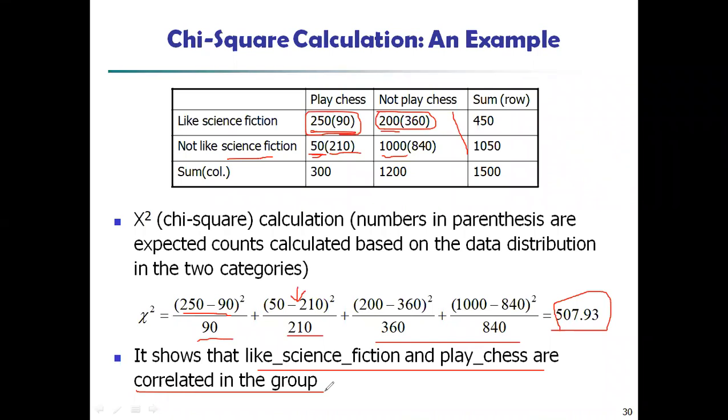So like this, you are going to do the chi-square calculation. In the next class, we are going to take another example for chi-square calculation. Okay, now the time is up.